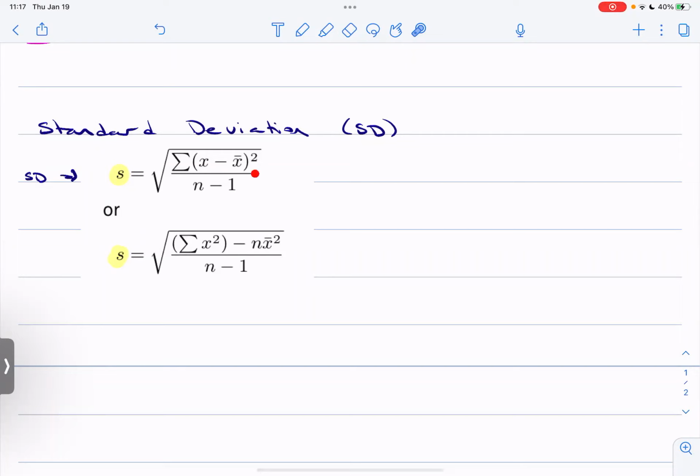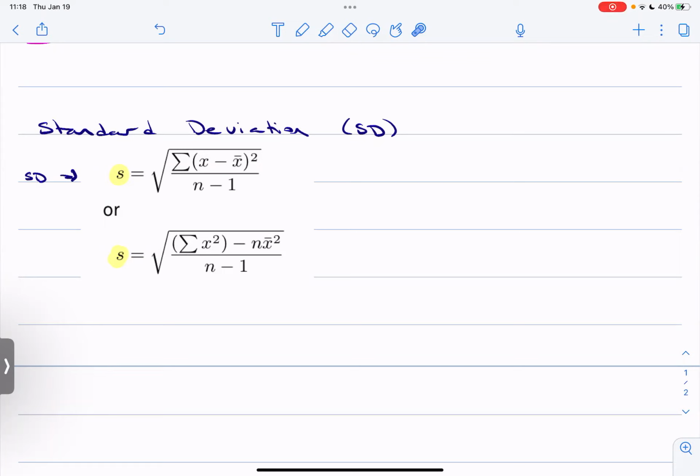I'm going to focus on this one, mostly because I think it illustrates what the standard deviation is better. But let's just talk about this other one first. If you have your data set, you have one column of numerical data in your spreadsheet. That's your X. To work with this formula, you need the average of the x's and the sum of the x's squared, and that's it. Everything else is just math.